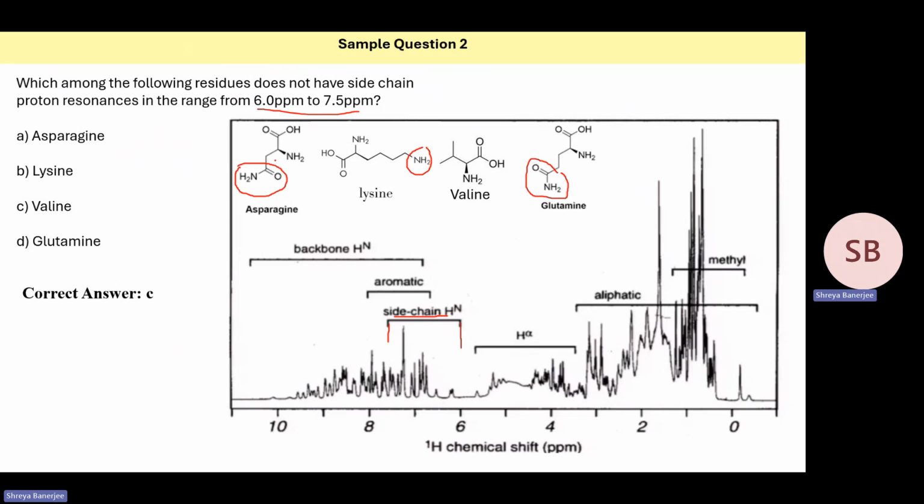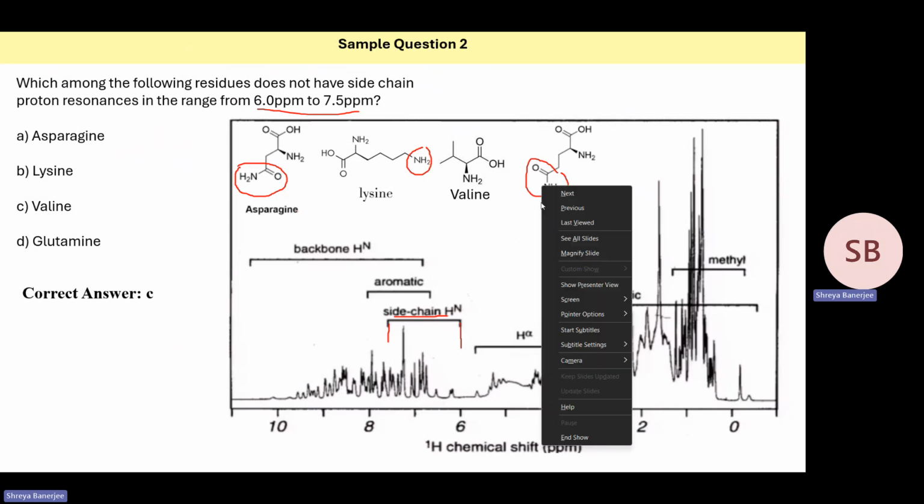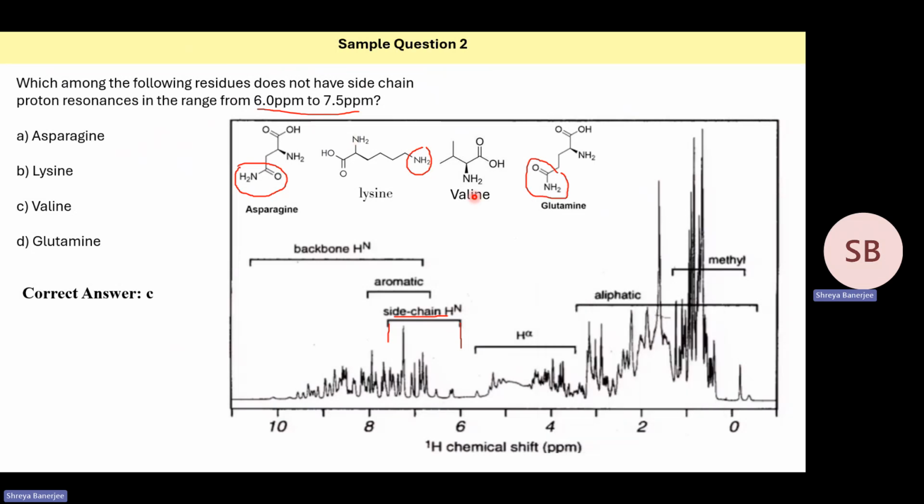And this will be observed in asparagine, lysine, and glutamine. The only place where it will not be observed is valine, because valine does not have any side chain NH. So the correct answer is C, that is valine.